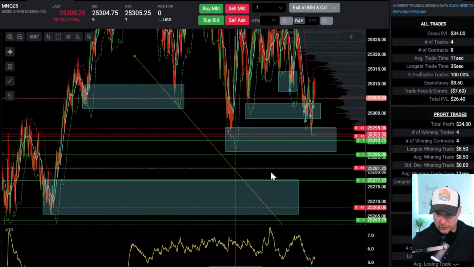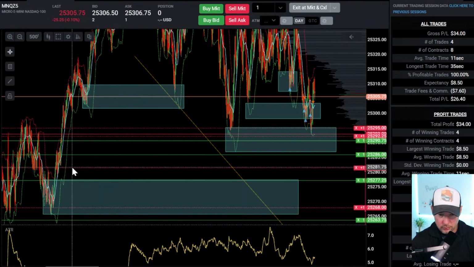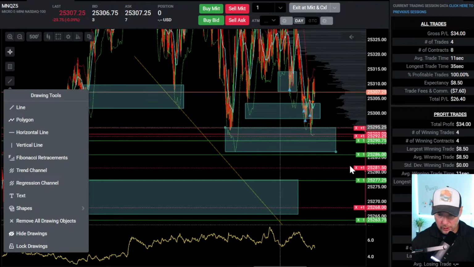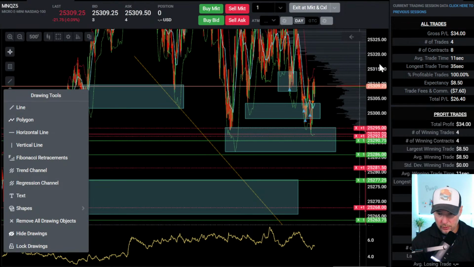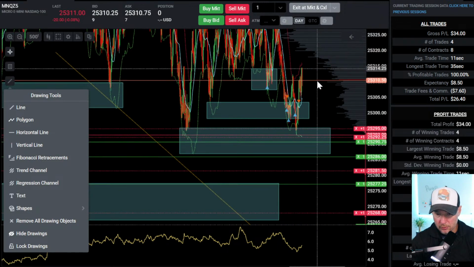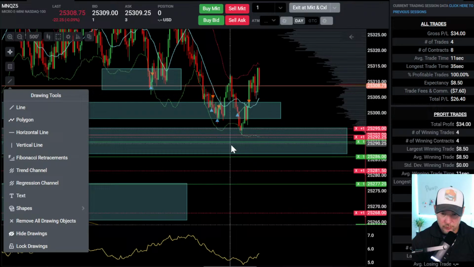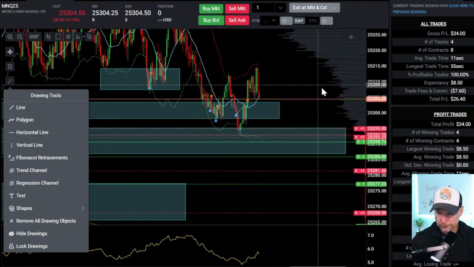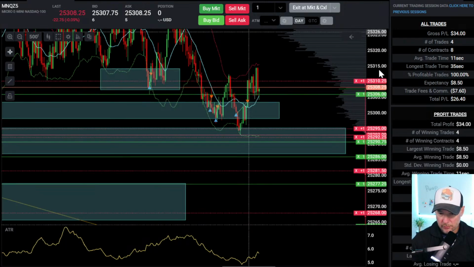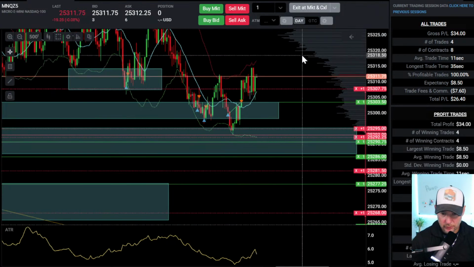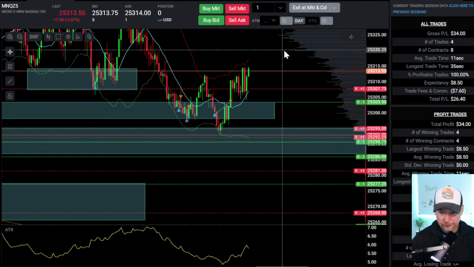Kind of ultimate AOS area right here. Maybe we're gonna get a two-legged pullback. 1, 2. Technically, it's not a bad place to go long. Just missed my opportunity. There you go. It's okay.